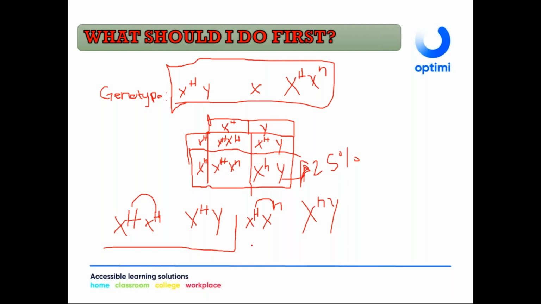So this is a normal female, normal male, normal female, normal male, normal female, and male with hemophilia.